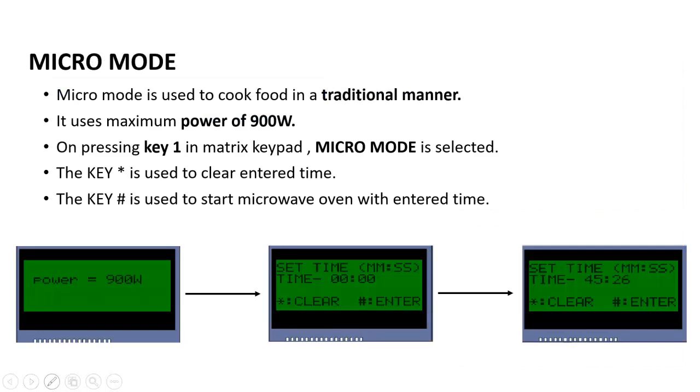First we will see the micro mode. Micro mode is used to cook food in a traditional manner. It uses the maximum power of 900 watt. On pressing key 1 in matrix keypad, micro mode is selected. Here star is used to clear the timer, and hash is used to enter or continue the process.